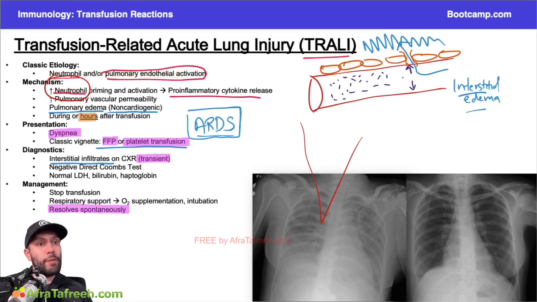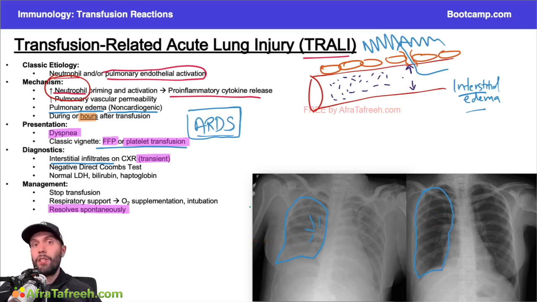You can see here the initial chest x-ray of this patient who had TRALI. You can see this haziness throughout the lung field. And then you can see the repeat chest x-ray here, which is largely resolved. We don't have to go into all the details on reading chest x-rays. This is going to be an option along with things like a febrile non-hemolytic reaction, or they might be teasing this out versus a cardiac cause, for example. But again, fresh frozen plasma or platelet transfusion is very classic. And then remember your pathophysiology: pro-inflammatory cytokine release largely driven by priming and activation of neutrophils.